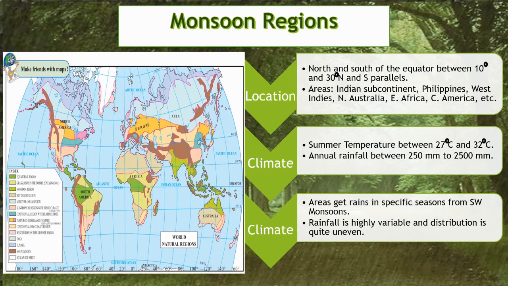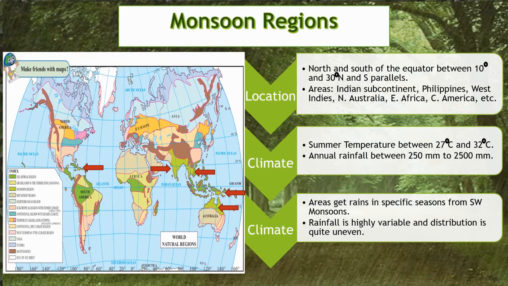The monsoon region falls north and south of the equator between 10 degrees and 30 degrees north and south parallels of latitude. The areas that come under the monsoon region are the Indian subcontinent, the Philippines, West Indies, North Australia, Eastern Africa, Central America, etc.